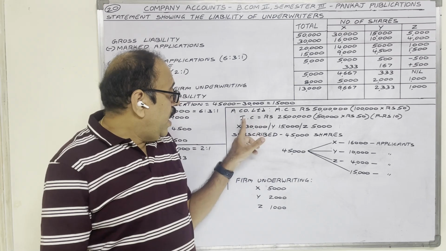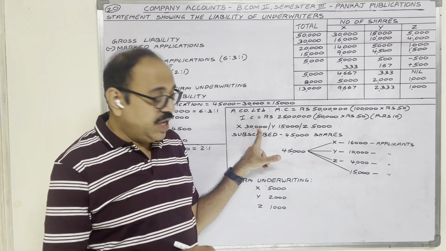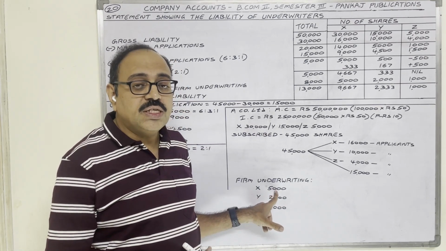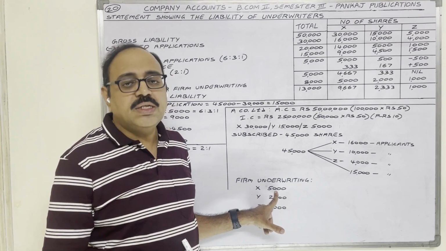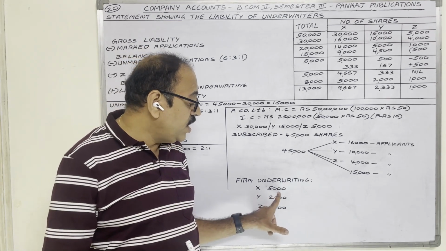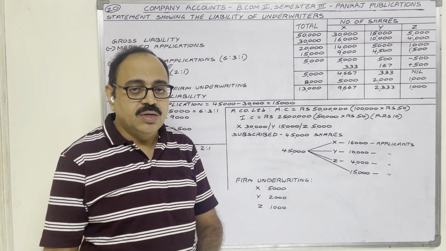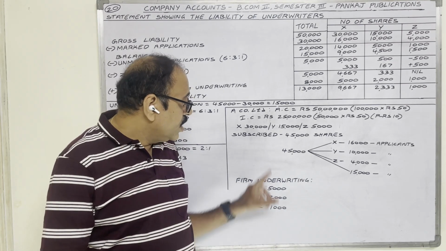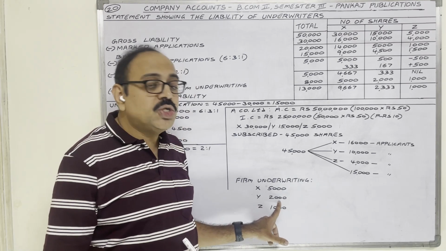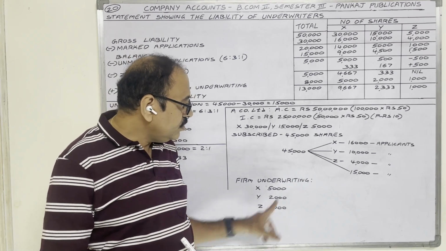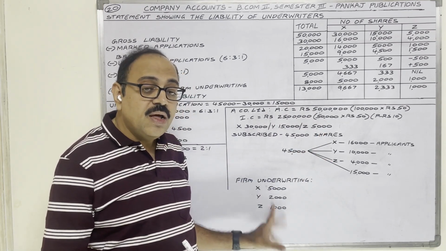X accepted to underwrite 30,000 shares. In these 30,000 shares, for 5,000 shares there is firm underwriting. Firm underwriting means compulsory: X has to buy these 5,000 shares from the company irrespective of the subscription from the public. Similarly, Y's underwriting shares are 15,000, of which firm underwriting is 2,000. Z's underwriting shares are 5,000, and his firm underwriting shares are 1,000.